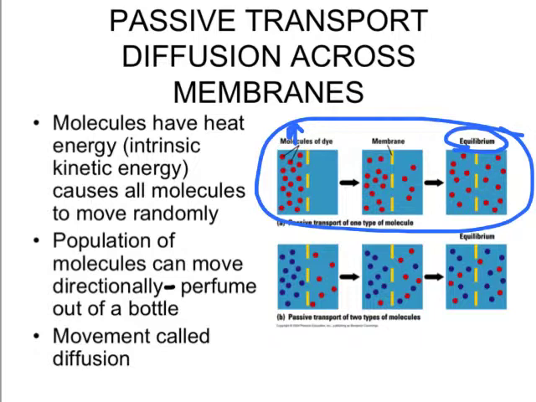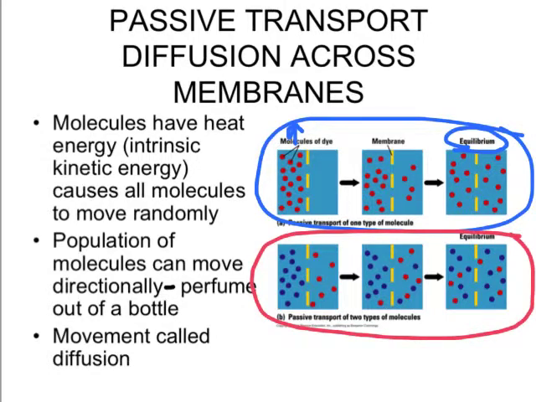The same thing can happen if we have two different types of molecules, say if we're separating them from each other at first. Okay, so we've got a high concentration of blue on the left and a high concentration of red on the right. Well, if we open up the gates between them, again, they're going to diffuse from high concentration to low concentration until we get an equal number of molecules on each side. So that's kind of the basis of diffusion.